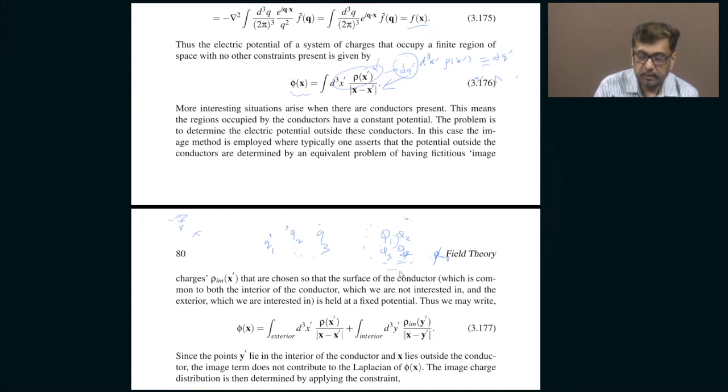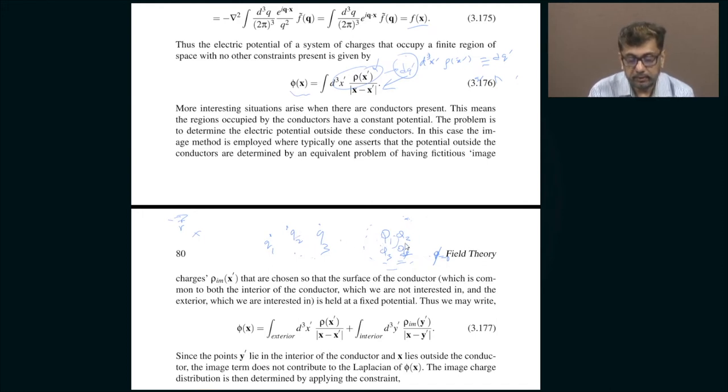Okay, so the conductor is simply not there, but this method will be wrong if you also try to answer what happens inside the conductor, because inside the conductor the answer is already given: the potential function is 0 inside the conductor and on the surface it is 0. You do not need an answer inside the conductor, we just want to know what it is outside.